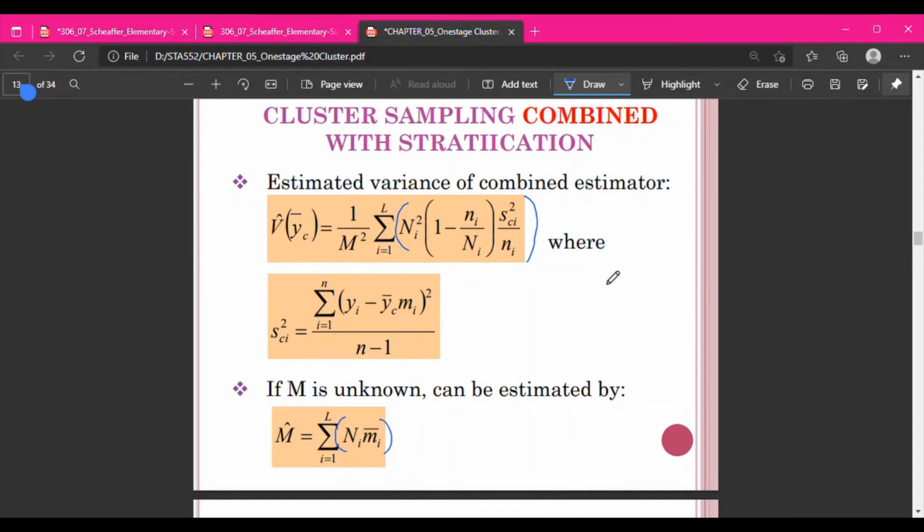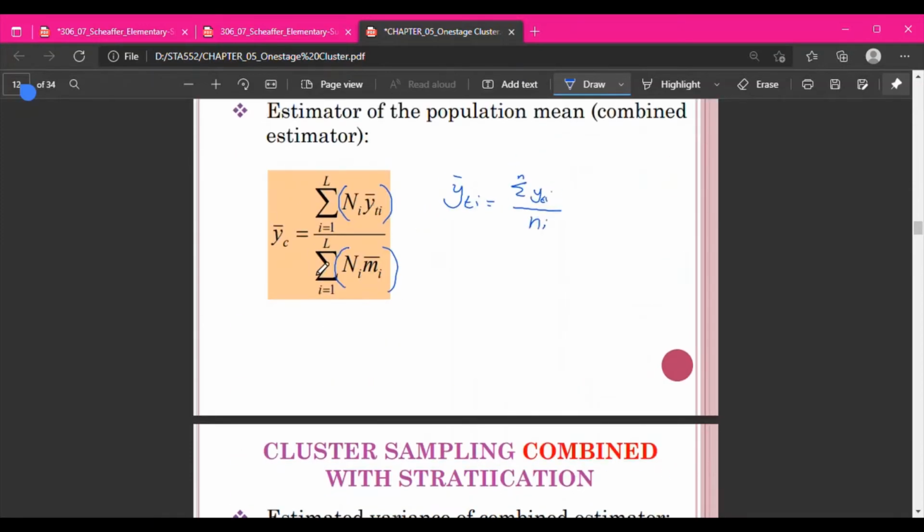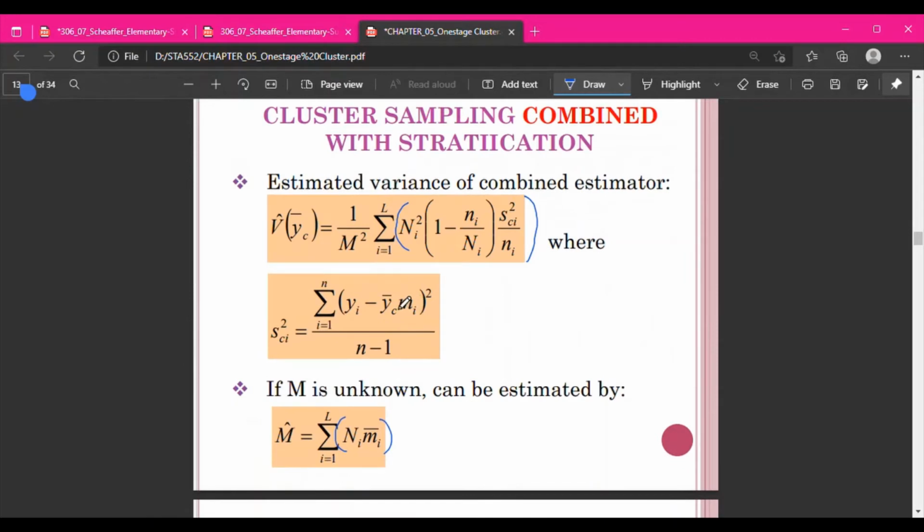Y bar C tadi adalah Y bar yang ke atas. Inilah. Okay, multiply dengan MI untuk every cluster. Okay, element for every cluster. Okay, then squarekan. Okay, so maksudnya S square C ni, kalau kita ada 2 strata, kita kena dapatkan S square C of the S square C. If we have 2 strata, so we need S square C1 dan S square C2.